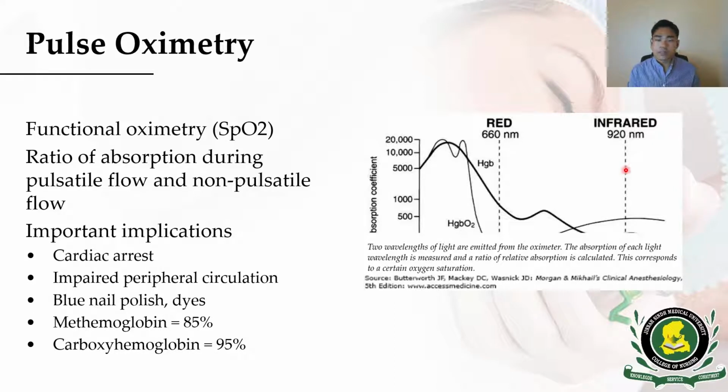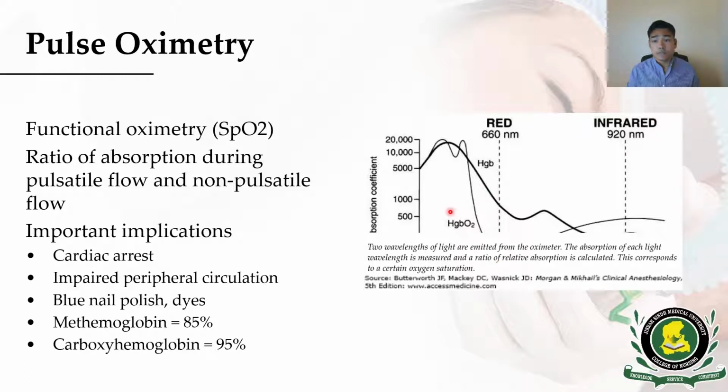And so the pulse ox uses an algorithm, which is essentially a ratio of absorption at both pulsatile and non-pulsatile flow. So it cancels out the non-pulsatile flow to output a percentage, which is your functional oximetry, your SpO2. And this is important because the implications are that when you have low flow, such as in a cardiac arrest or impaired peripheral circulation, like peripheral vascular disease, then your pulse ox measurements will likely not be accurate.